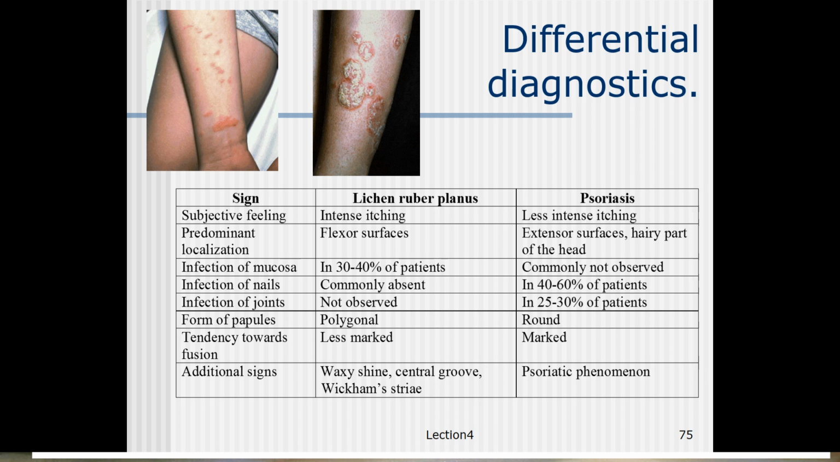To summarize: subjective feeling, lichen planus, intense itching, psoriasis, less itching. Predominant localization, lichen planus, flexor surface, psoriasis, extensor surface, hairy part of head. Infection of mucosa in 30–40% of patients, psoriasis commonly not observed. Infection of nails, lichen planus commonly absent, psoriasis in 40–60% of patients. Form of papules, lichen planus polygonal, psoriasis round. Tendency towards fusion, lichen planus less marked, psoriasis marked. Additional sign, lichen planus waxy shine, central groove, Wickham stria, and psoriasis, psoriatic phenomenon.